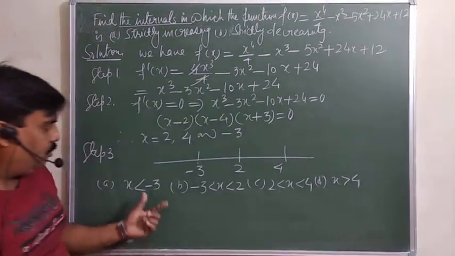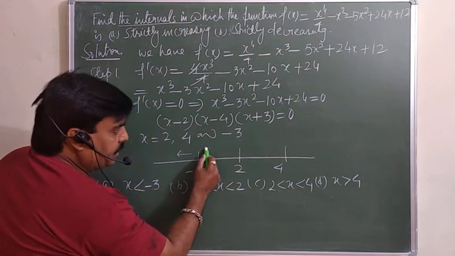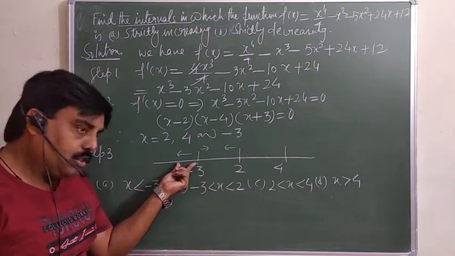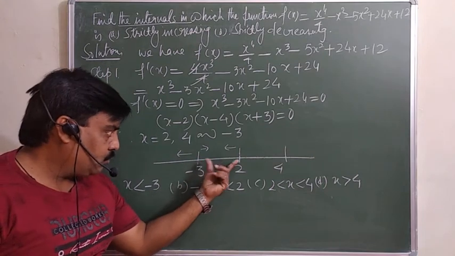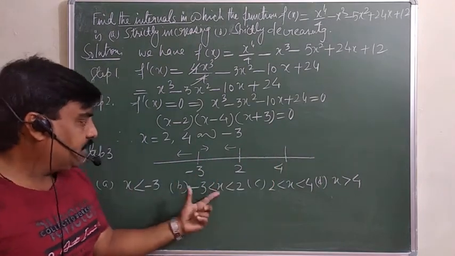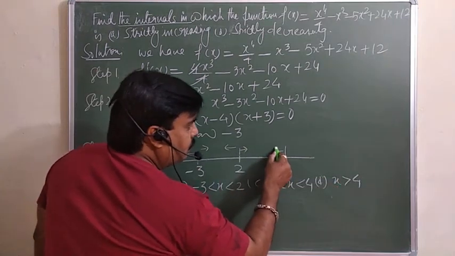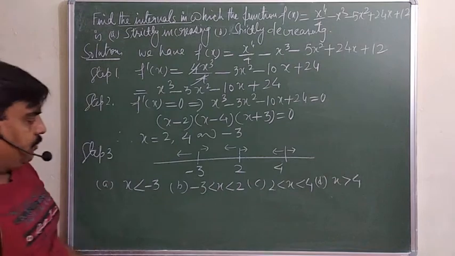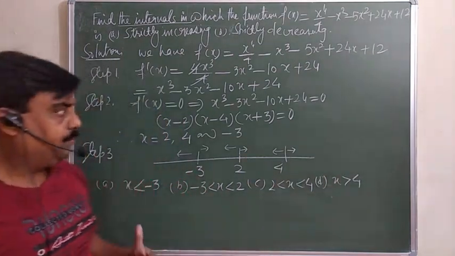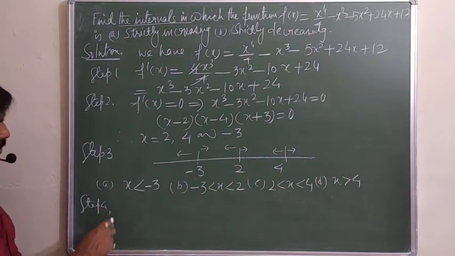So you will get the four parts: less than minus 3, greater than minus 3 but less than 2, greater than 2 but less than 4, greater than 4. Likewise you can make the intervals. Interval बनाने का तरीका है इससे छोटा, फिर इससे बड़ा, इससे छोटा, इससे बड़ा, इससे छोटा, then इससे बड़ा. So if three terms are there, you will get 4 different cases. Now you must check for each of these. See now. Then step 4.